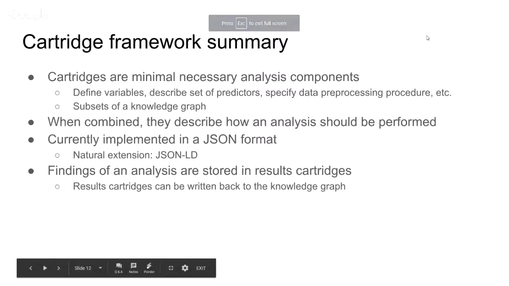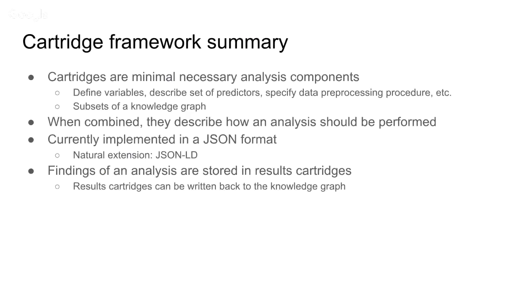So just a summary of this portion: we have this idea of a minimal necessary analysis component, and then we specify the various things you need to do when making an analysis, and they're essentially subsets of a graph. Everything's currently JSON, but an avenue for improvement we've discussed is switching to JSON-LD, a linked data representation. That's what you definitely want for the results, where you want to link back to the cartridge that we're using, but there's general discussion over to what extent linkedness is necessary.